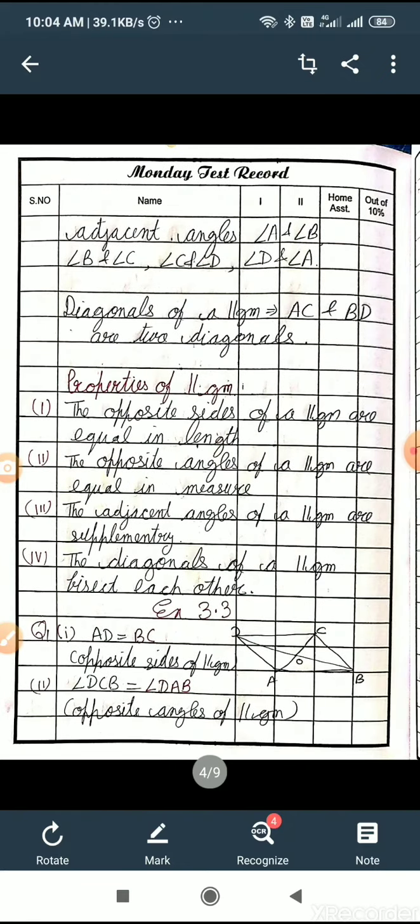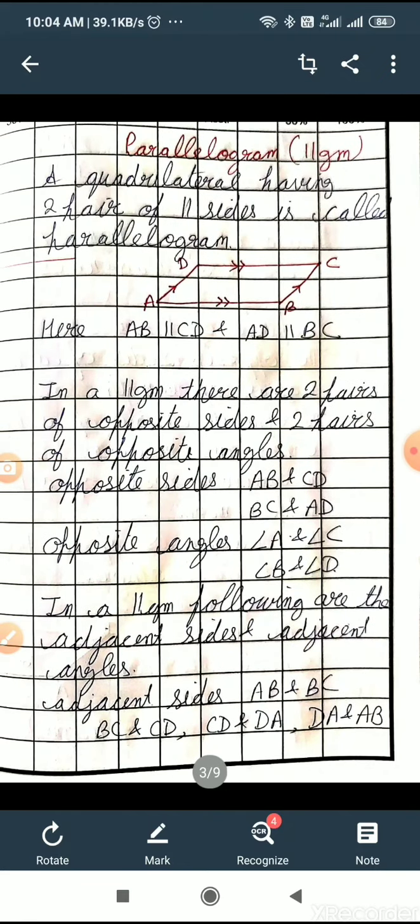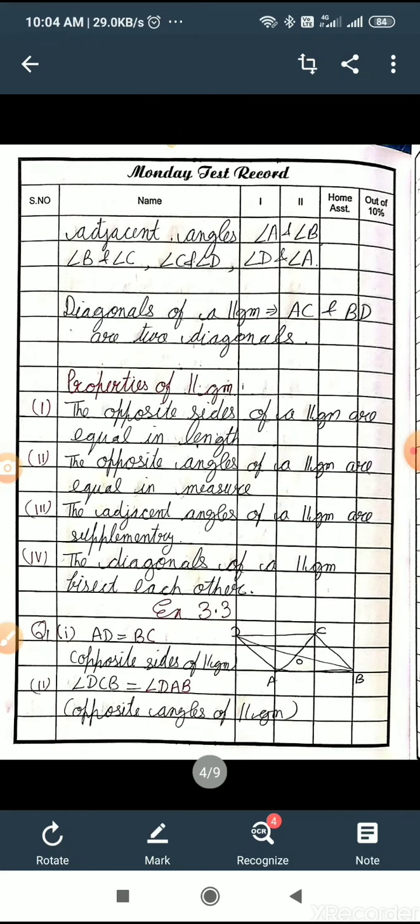What about consecutive angles? Consecutive angles will be those angles which have one arm in common. For example, angle A and angle B. Or you can say two angles made on any side of the parallelogram. So which two angles are made on AB? A and B. On BC? B and C. On CD, angle C and angle D, and on DA, angle D and angle A. So these will be known as adjacent angles.